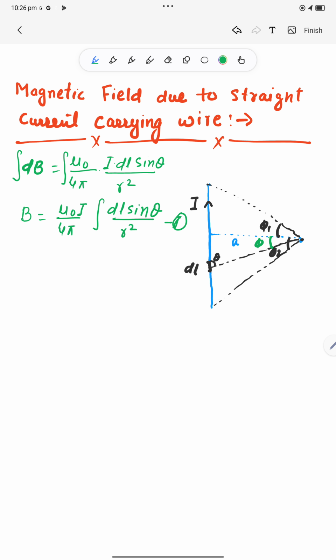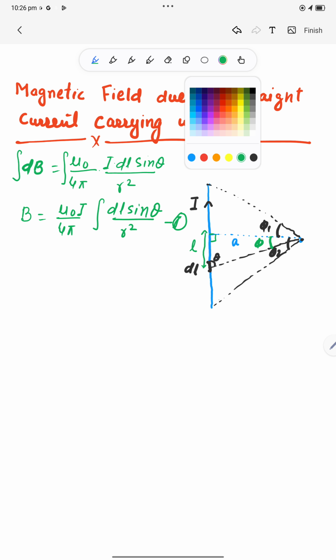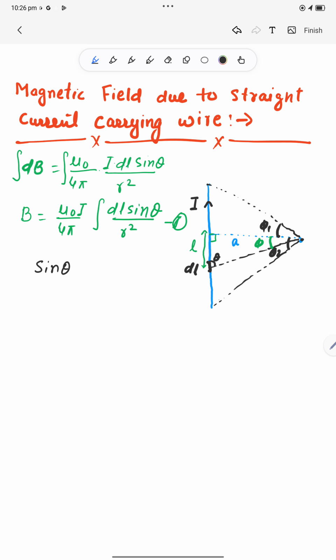How will we convert all the variables into terms of phi? Let's say the distance between this dl and this point is l, and we can see from the figure this angle is 90 degrees. So sine theta can be written as sine of 90 minus phi, and this sine of 90 minus phi is equal to cos phi. So we can convert theta into the term of phi easily.